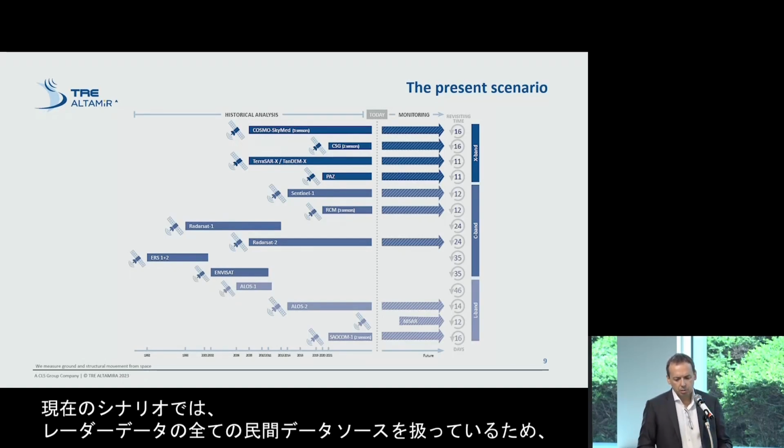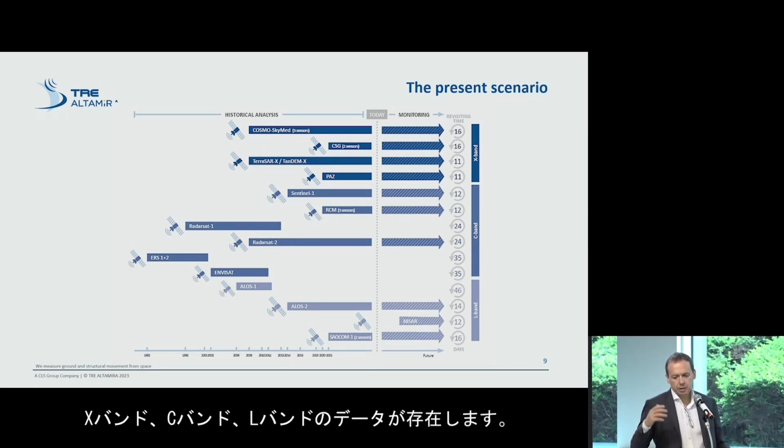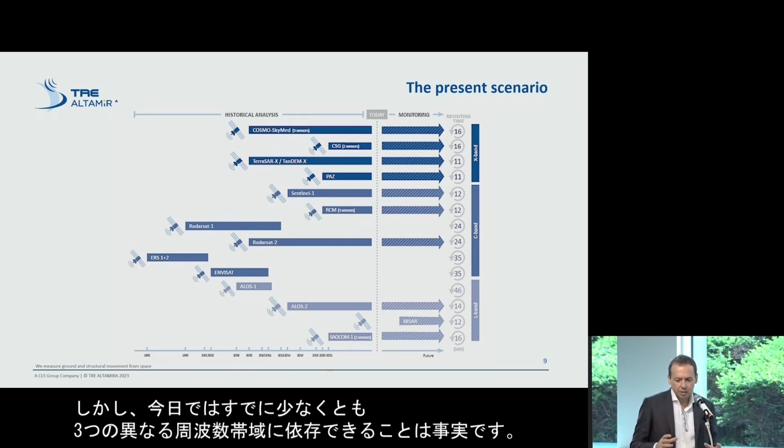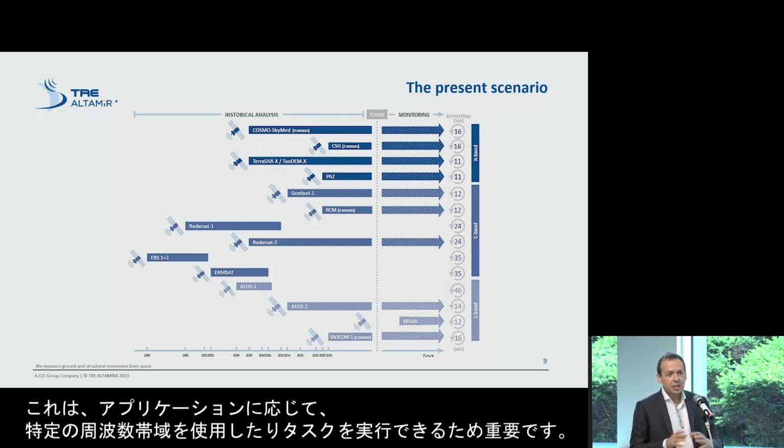In the present scenario, since we are working with all civilian data sources of radar data, we have X-band, C-band, L-band data. Very soon we will have ALOS-4 fully operational, but it is a fact that we can already today rely on at least 3 different frequency bands. And that's important because depending on the application, you can play or task with a specific frequency band.